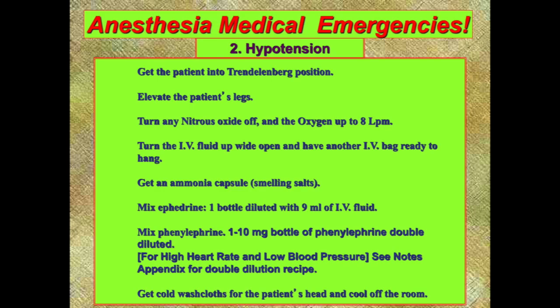In some states, you need to have an ammonia capsule there. I really don't use that for a hypotensive patient, but check your state's rules to see if you need an ammonia capsule. We're going to use either ephedrine or phenylephrine, depending on the blood pressure drop and whether there's a need for a boost in heart rate or not. And then cold washcloths for the patient.